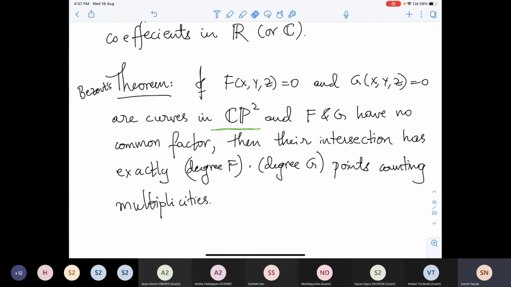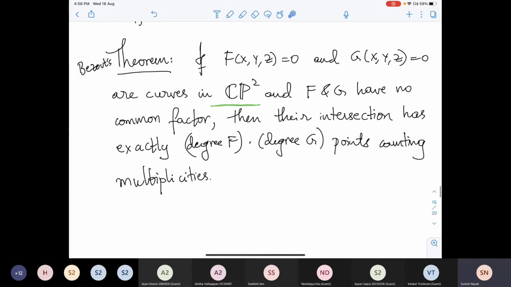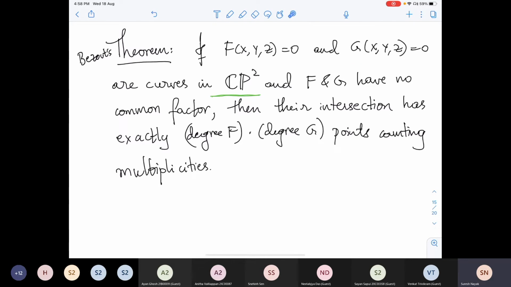Oops, sorry, I pressed the wrong button. Okay, I think now I'm okay. So if they have a common solution, sorry, what was I saying? Yeah, if they have a common factor, then there will be infinitely many solutions. So we have to discard that situation.